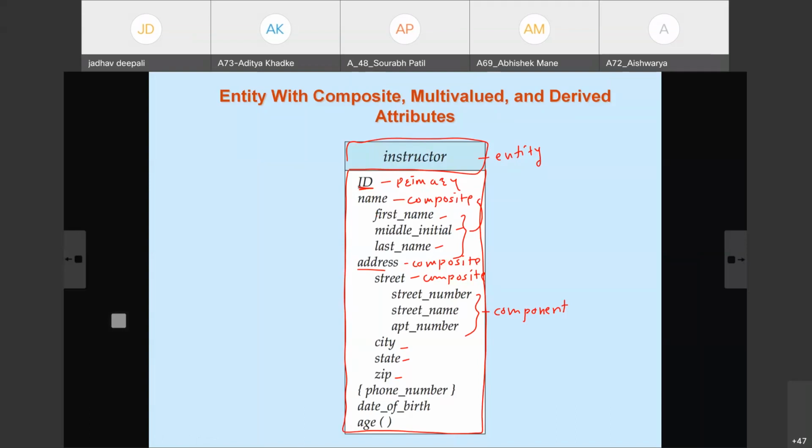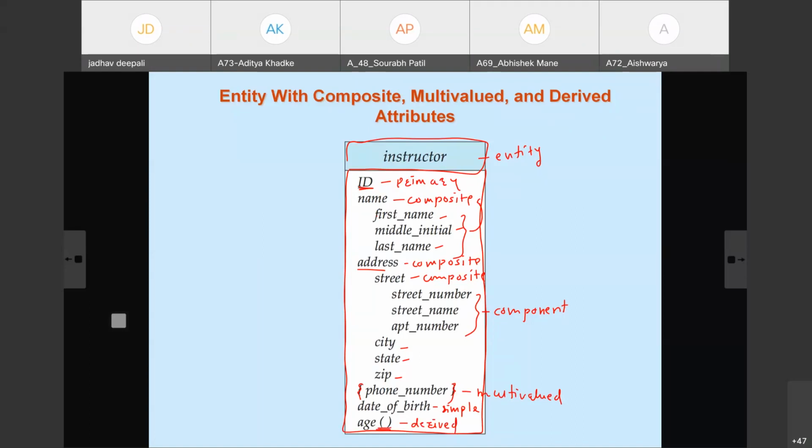Then phone number. Phone number is a multi-valued attribute. It is represented in curly brackets, indicating that it is a multi-valued attribute. So when you draw the ER diagram, you need to remember these simple notations also. Date of birth is a simple attribute, written as it is. Then age is a derived attribute. After it, empty brackets are used to indicate that it is a derived attribute.